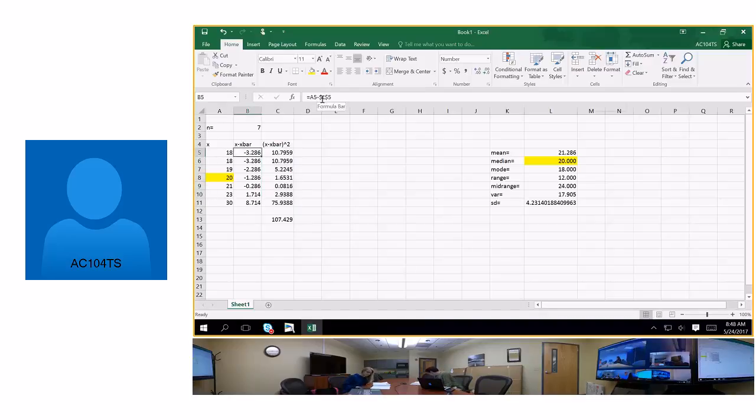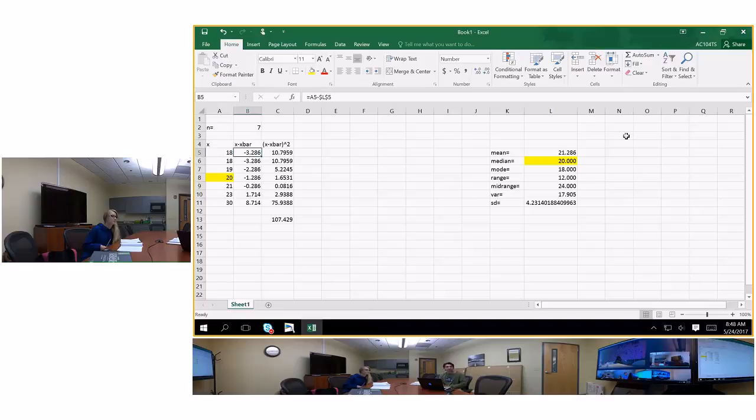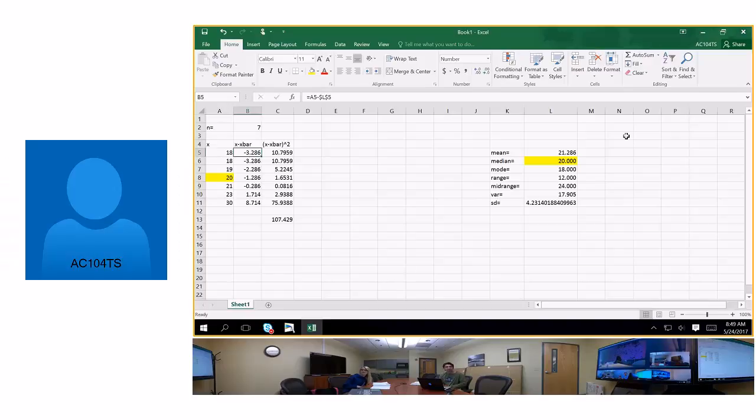I'm taking 18 minus 21.286. Tell me what you get. Negative 3.286. Okay, now raise that to the 2nd power. I'm not worried about it. 10.79. That's weird, but you're not going to be marked wrong on that.